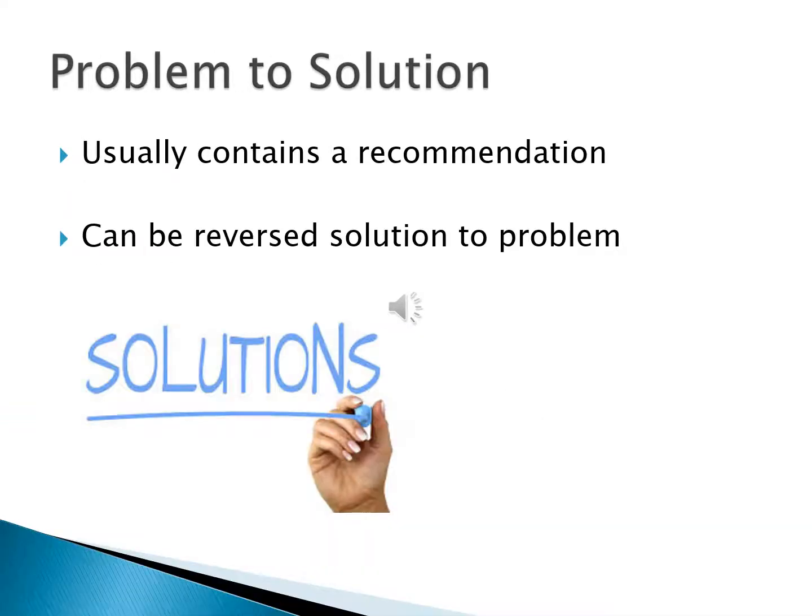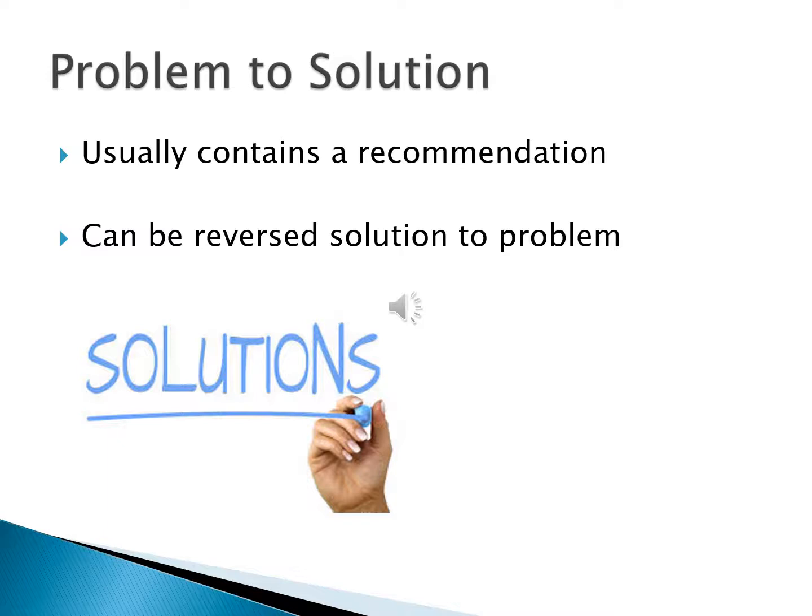Another form of content organization is to do it problem to solution. Now, this usually contains some form of recommendation. So when we do a problem to solution format, we lay out what the problem is and what we think the solution to the problem is going to be. And then subsequent to that, or in the bottom part of that writing, you would put what the recommendation is for improvement. That, by the way, is called the indirect methodology, as we might remember from our previous class.